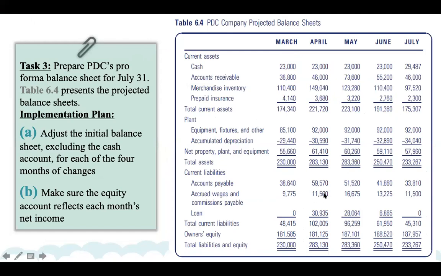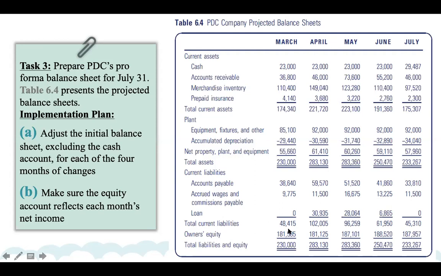See, this is the number for April, May, June, and July. So all these ones come from the panel C. The loan also, these numbers come from the cash budget. This was the loan that we have contracted from the founder at the beginning, by the end of April. And for May, this is the new loan balance after we have paid a part of our debt. Same thing for June and for July. So we have total current liabilities.